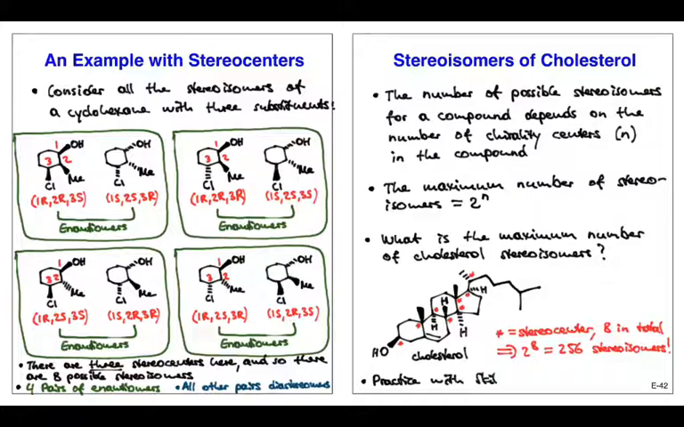Okay, so practice recognizing these stereocenters and figuring out how many stereoisomers there are and whether stereoisomers are enantiomers or diastereomers with Skill Builder 5.6. Thank you for watching.